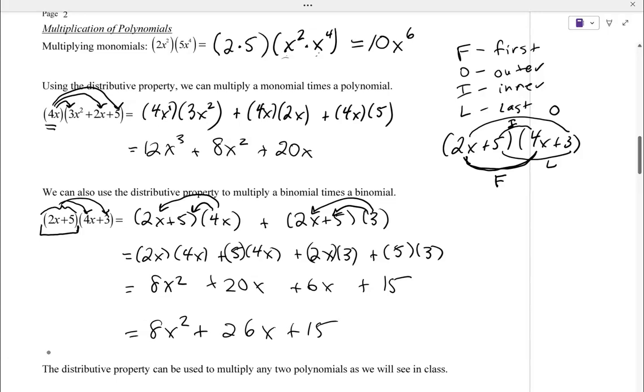The acronym's not that important. Again, the rule is the distributive property. I have to distribute everything in the first polynomial to everything in the second polynomial. That's what the rule is. FOIL is just a way to make sure in your brain that you've got all the distributions done correctly. That's all they use the word FOIL for. But it only works for binomial times binomial. If you've got bigger polynomials, you literally have to go through and do the distribution.